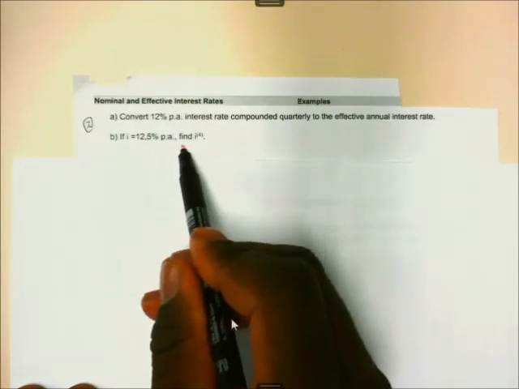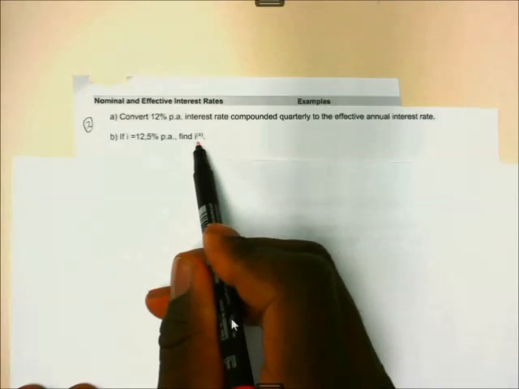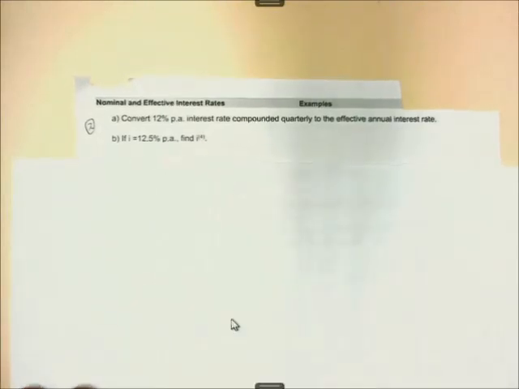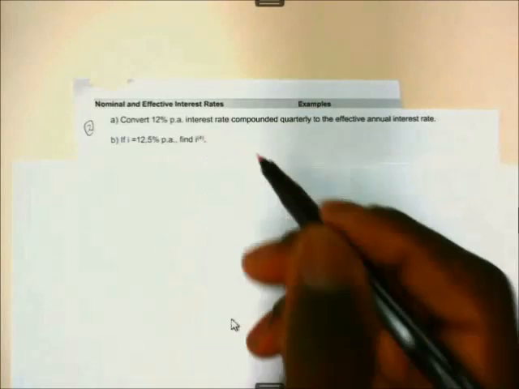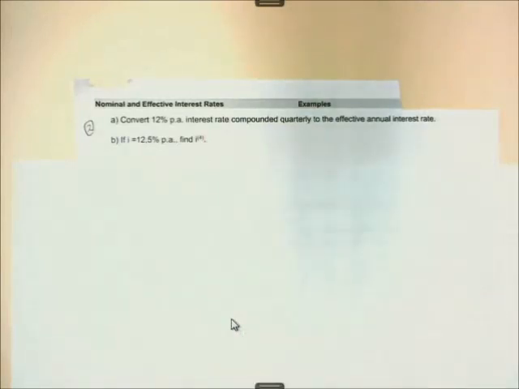if I equals 12.5% per annum, find I 4, which means we must calculate our annual one. Okay, we have to find our effective annual interest rate, effective annual interest rate.